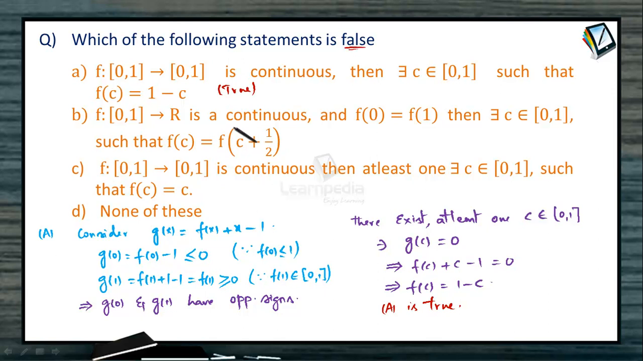Let's move ahead to the statement B. Here in B, what is given? f of 0 and f of 1 are equal and f is defined from 0, 1 to R. Then there exists a c belonging to 0 to 1 such that f of c equals f of c plus half. Let's verify the truth value of this. So now we are trying to attempt the validation of B.